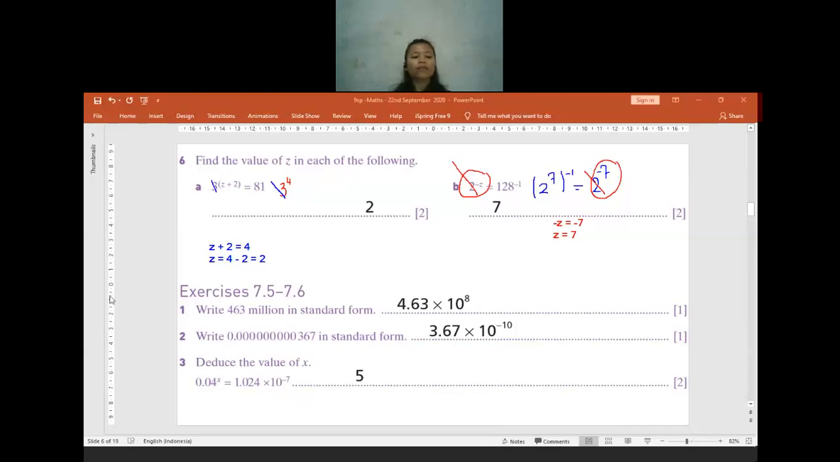To question 2, we have this number and we have to make it into standard form. If you get confused, we have to check how many times the decimal point is moving until 3.67. So count it: 1, 2, 3, 4, 5, 6, 7, 8, 9, 10. Because it's moving to the right for 10 times, it will become 3.67 times 10 to the power of negative 10.